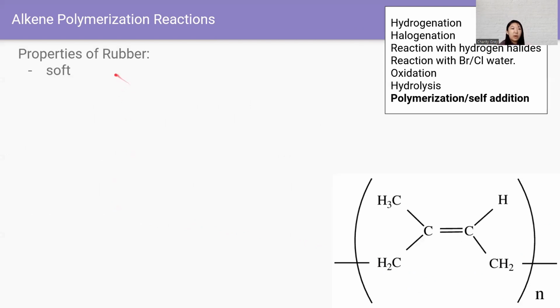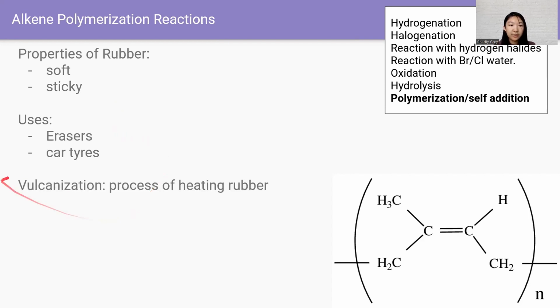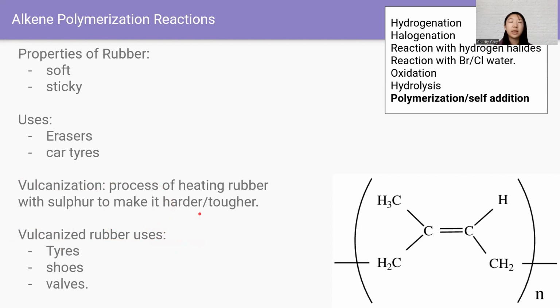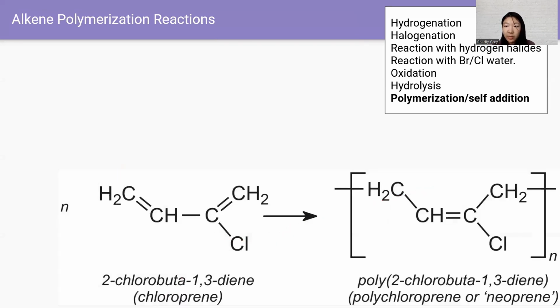So we have properties of rubber. It's soft, it's sticky, and has uses such as erasers and car tires. A lot of times, it'll undergo the process of vulcanization. It's the process of heating rubber with sulfur to make it harder or tougher. Vulcanized rubber can be used in tires and shoes and valves and things like that. It's quite useful, actually. Then we have another type.